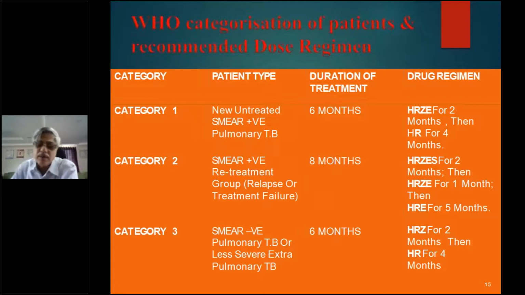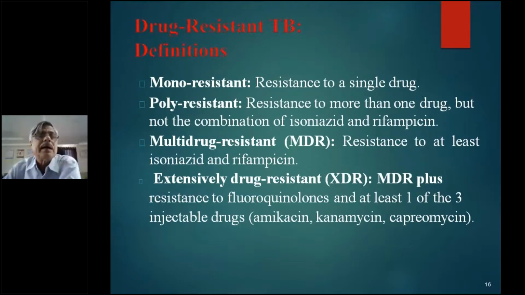So that is category 3. Of course, category 4 was also there. That was drug-resistant tuberculosis. In the case of drug-resistant tuberculosis, it may be monoresistant, polyresistant, multi-drug resistant, or extensively drug resistant.